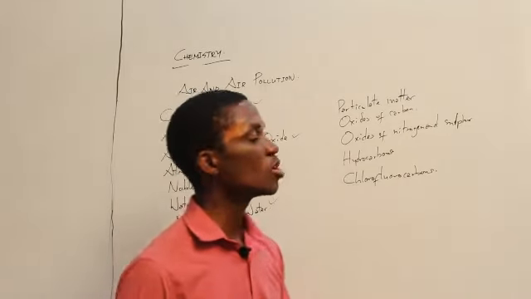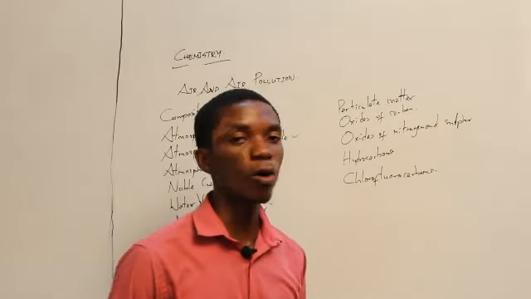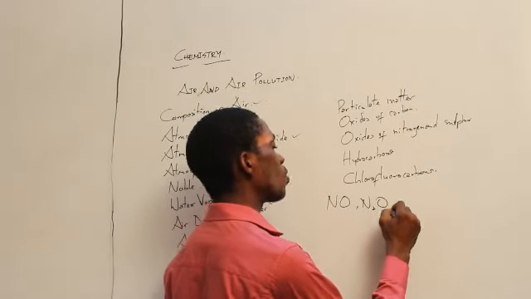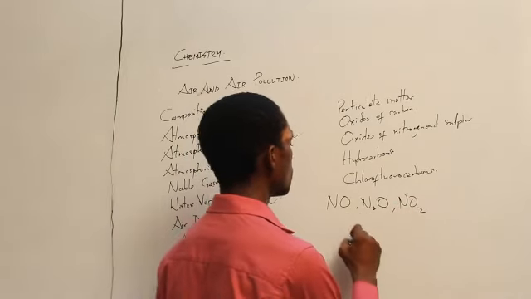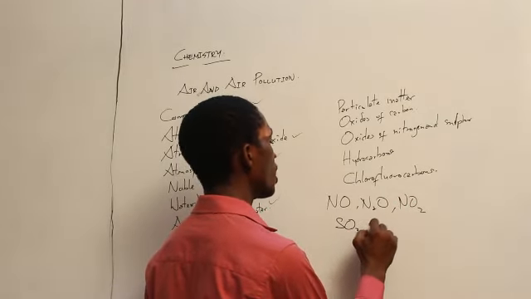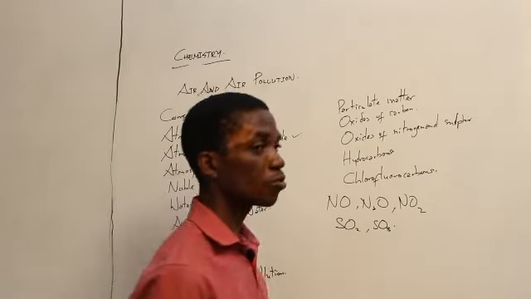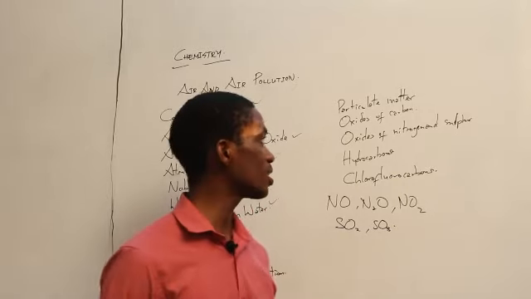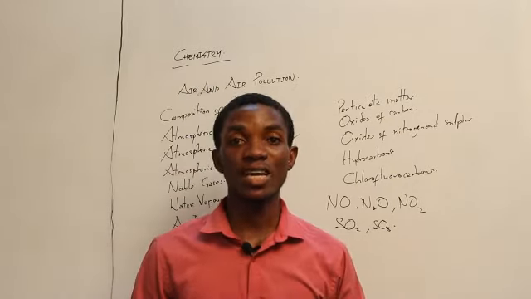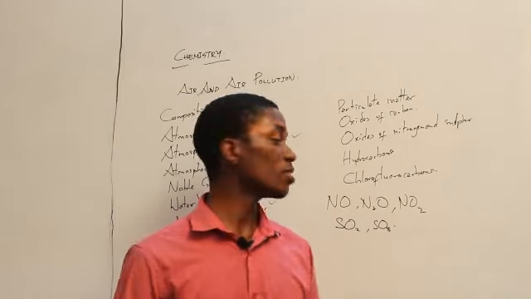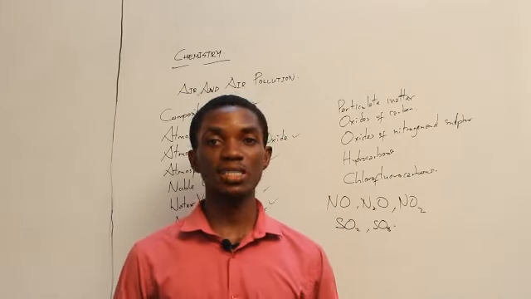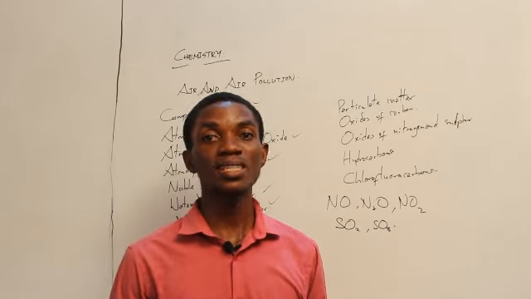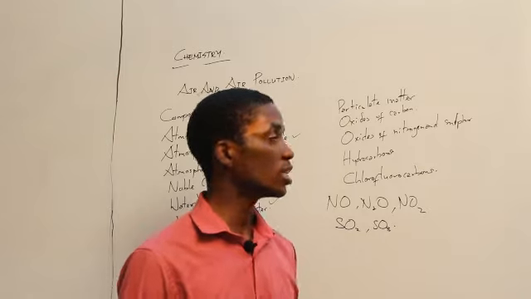Of course, we have oxides of nitrogen and sulfur. For nitrogen, we have NO, N2O, and NO2. For sulfur, we have SO2 and SO3. Now, all these oxides are acidic in nature. Even the carbon oxides are acidic in nature. So some of these substances can even cause what is known as acid rain, which can actually ruin some of our crop plants and cause a lot of havoc in the community.